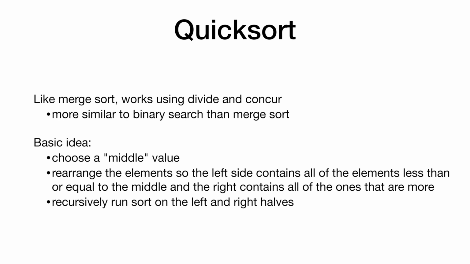This middle value doesn't necessarily need to be the middle in the entire range of values. You don't need to even find the middle value in the sorted list. We're picking one sort of at random, and we're going to assume that it's the middle. And then we rearrange the elements so that the left side contains all the elements that are less than or equal to that middle value, and the right side contains the ones that are of a higher value. And then we recursively run Quicksort on both the left and right halves of the array.